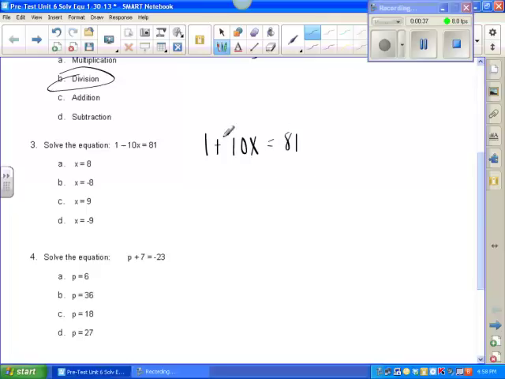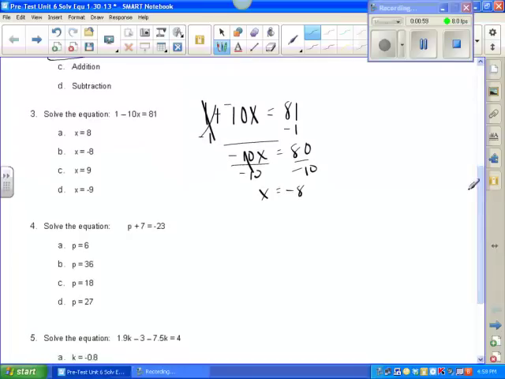So I'm going to do my same change, so that's actually negative 10x. And this is a one-step equation. So the opposite of the number is negative 1 on both sides. They cancel, left with negative 10x equals 80. And then I do the opposite of the operation, which is divide by negative 10. And x equals, excuse me, negative 8.